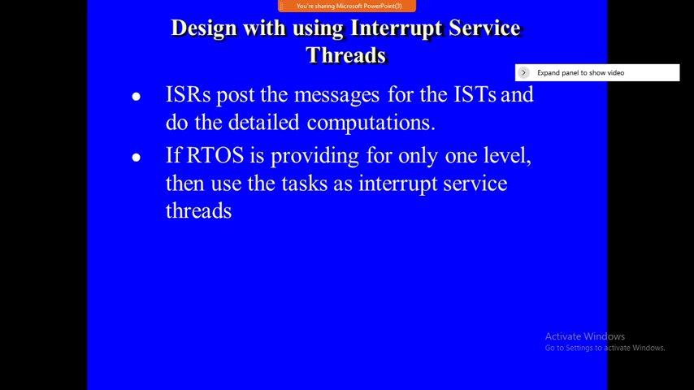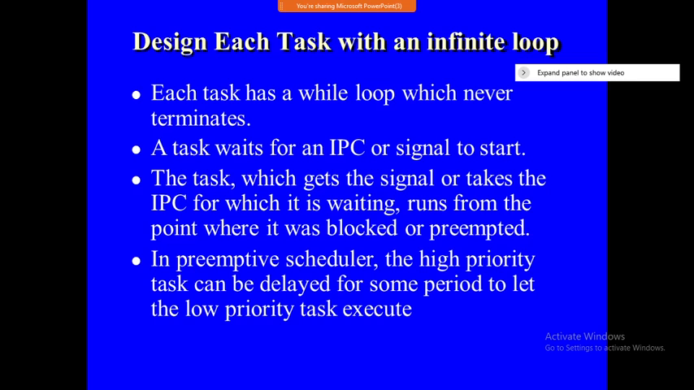We'll see this one: design with the ISRs and the threads. How is it going to be done? ISRs post the messages for the ISTs, and then the IST will start the execution. Whenever the ISTs receive the messages, they start doing the computations. If the RTOS provides only one level, then use the task as an interrupt service thread. Only two levels: first the ISRs will execute, then the thread will execute.